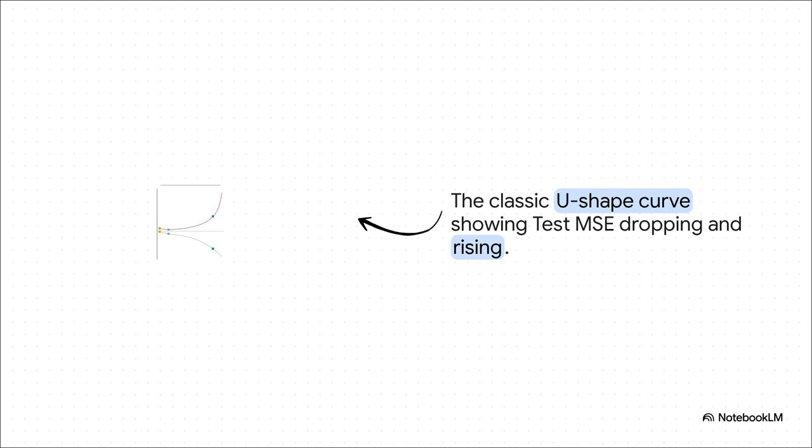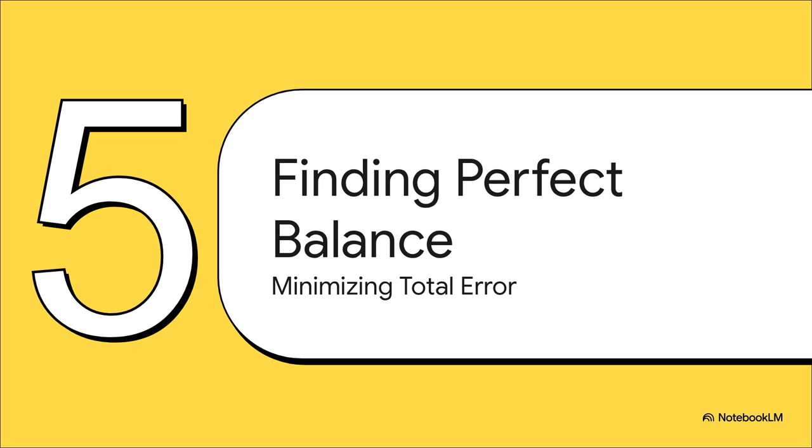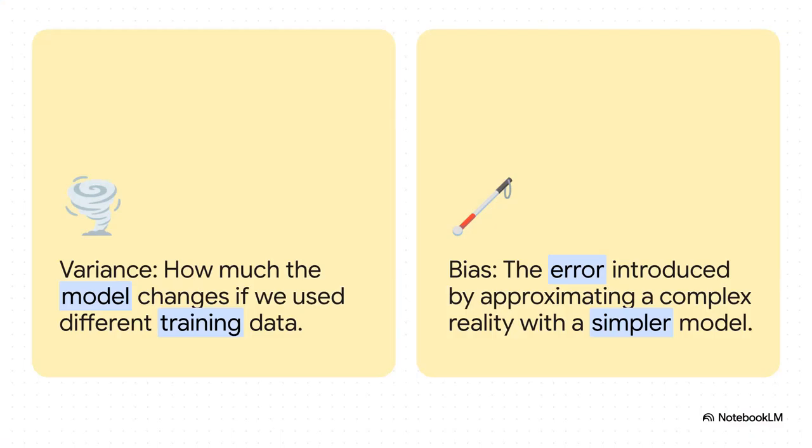This beautiful U-shaped curve for the test error doesn't just happen by magic. It is totally dictated by two competing properties that we must learn to balance perfectly: variance and bias. Which leads us to Section 5, finding the perfect balance, minimizing total error. Okay, so what are they? Well, variance is essentially the model's sensitivity to the specific training data. If a model has high variance, it means small changes in the training data will cause massive, erratic shifts in the model's shape, just like that squiggly green line we saw a minute ago.